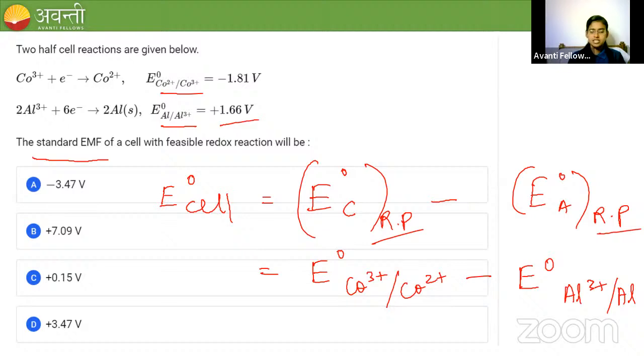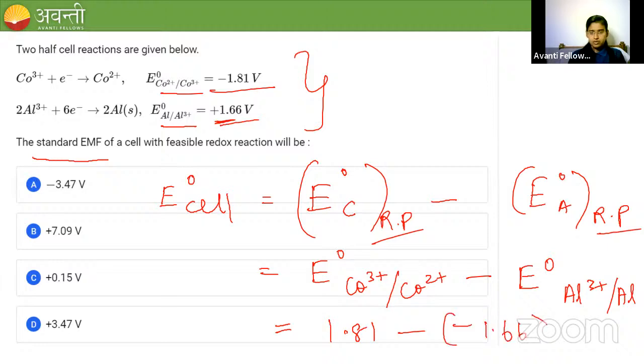Option D. Okay, let's check this one. If you go for the reduction, but these two are the oxidation potentials, no? So if you want to convert those two into reduction potentials, just change the sign. So minus means it is plus 1.81 minus of, here it is given as plus, so you have to put minus of 1.66. And if you add these two, you will get 3.47 volt. So option D is the correct answer for this question.